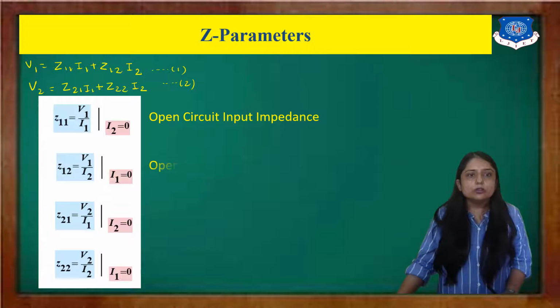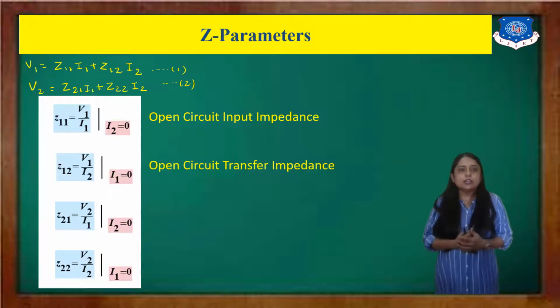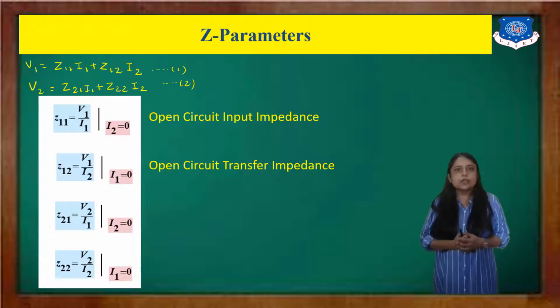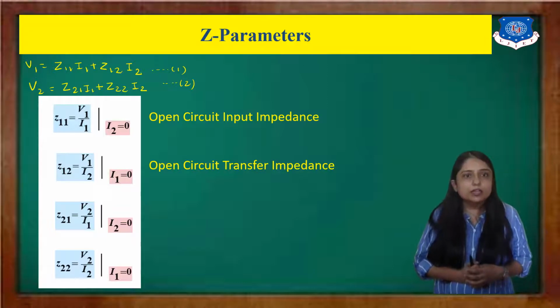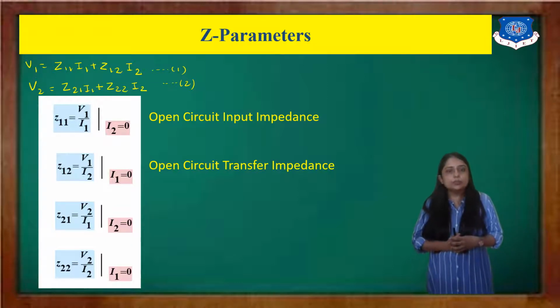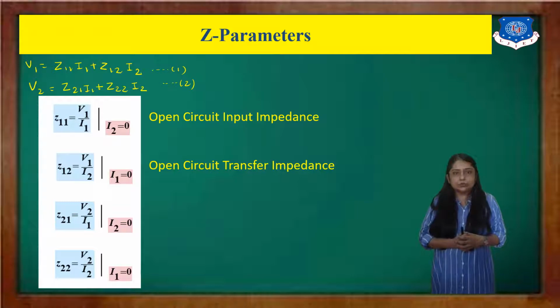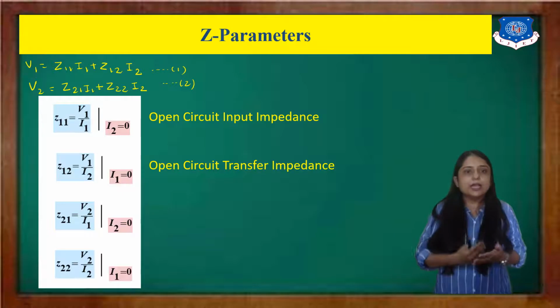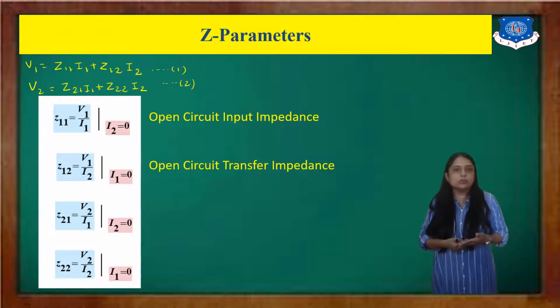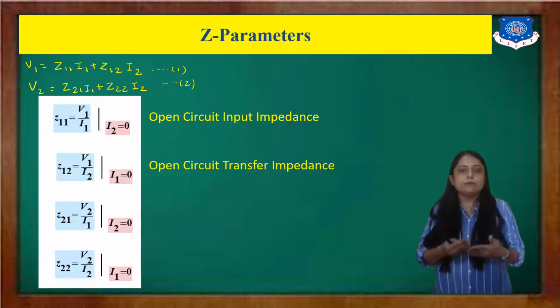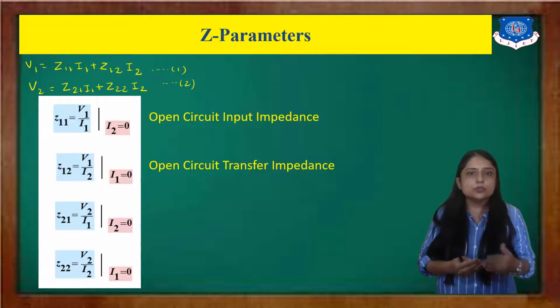Similarly, for Z12, in equation number 2, if we substitute I1 equal to 0, then we get Z12 equal to V1 divided by I2. Again the current is 0, so that is known as an open circuit. V by I is the impedance, but here we have input voltage and output current. So that is known as the open circuit transfer impedance.